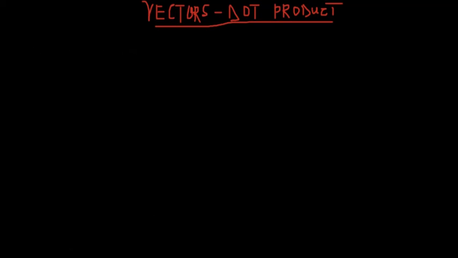Now in case you've been given two vectors, maybe vector A has been given as a1, a2, a3, and then B has been given as b1, b2, and b3, and you are told to find the dot product. This is how you represent your dot product.